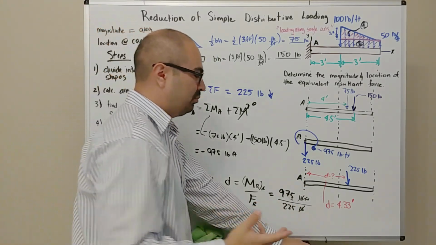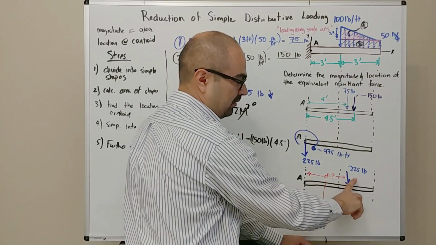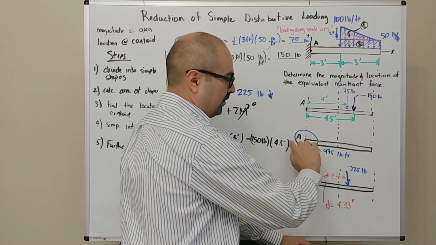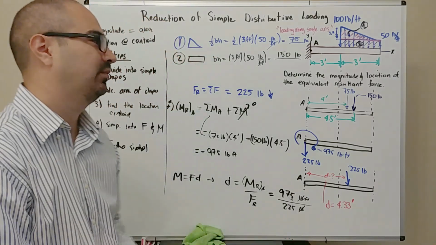Also, hopefully you can appreciate the simplicity of having just one force and knowing some distance, instead of having all these distributed loads. Also knowing that that force is going to create a tendency to rotate, which is our resulting couple moment at point A.